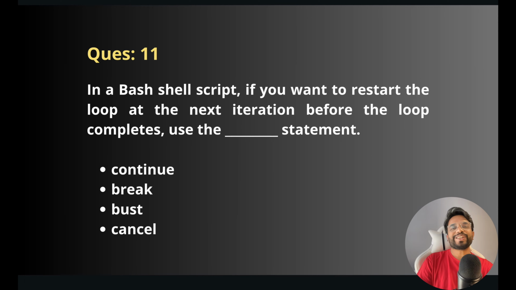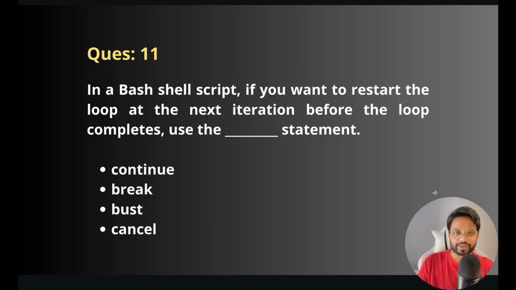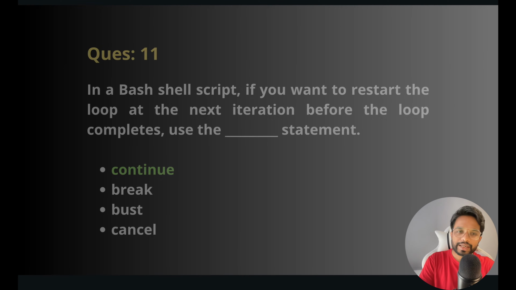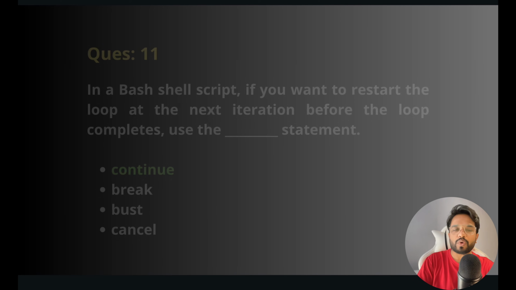Very simple. So question number 11 is, in a shell script, if you want to restart the loop at the next iteration before the loop completes, use the dash statement. And here are your options: continue, break, bust, or cancel. So it is somehow related to the programming language concept where we use break or continue in the loops. So the answer is we will use the continue statement. And of course it will be based on some condition. So if the condition is met or true, then again start the iteration of the loop and so on.